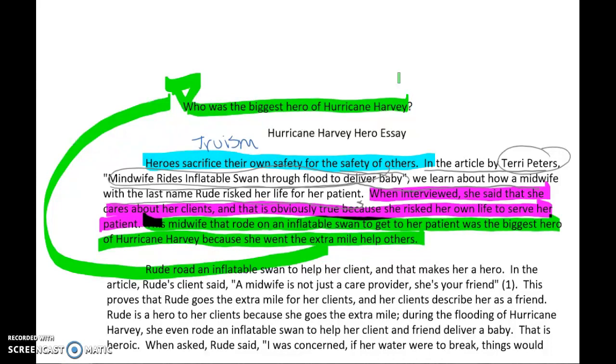You will then write a body paragraph and a conclusion paragraph that really fits this thesis. You want to stay on your thesis.